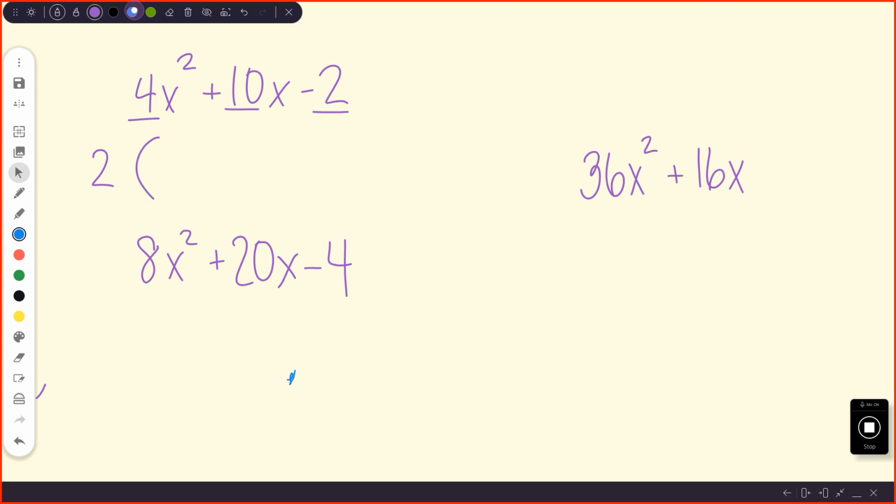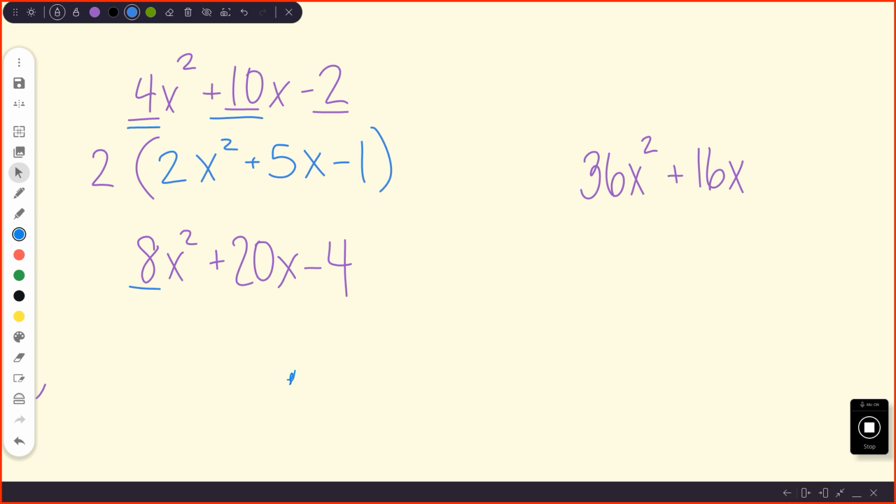So now, I'm going to divide. 4 divided by 2 is 2. And if I don't have a variable to divide, this one just hangs along for the ride. Did you get that far? Okay. What about 10 divided by 2? 5. And if I don't have a variable, it hangs. Negative 2 divided by 2? Negative 1. How do we feel about that one? Makes sense? Okay.